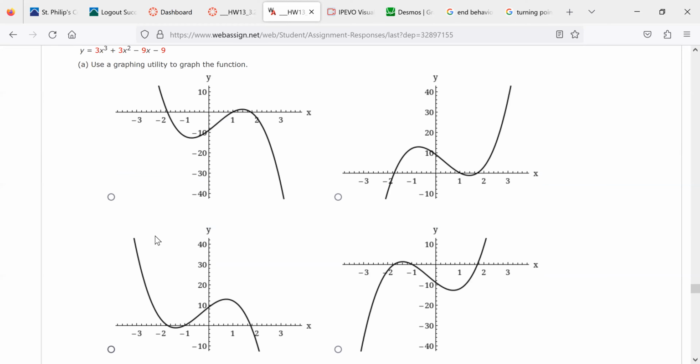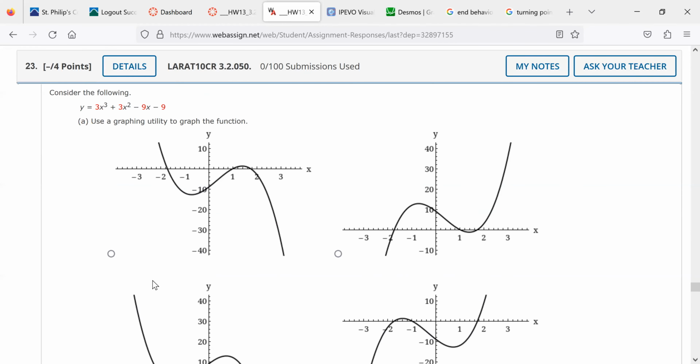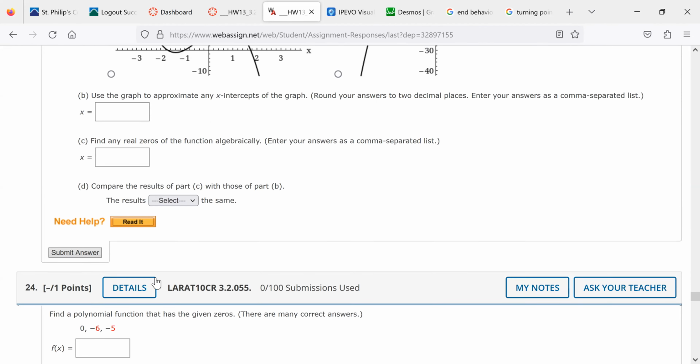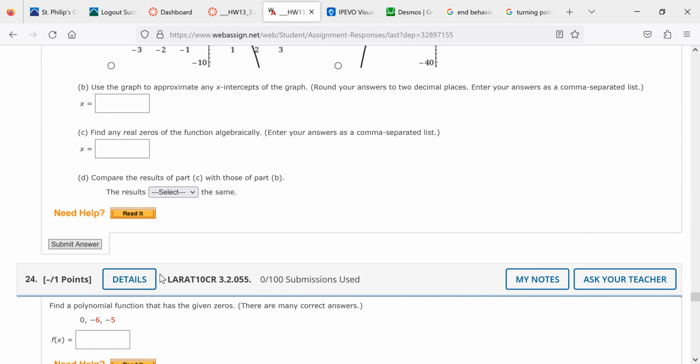Do you have any questions about the concept? Does it make sense? Can you find the zeros? Can you figure out the multiplicity? And can you determine the turning points?